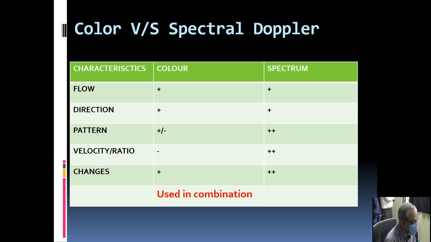As we know, these are the basic differences between color and spectral Doppler. The flow detection is good by both. Direction of flow can be detected nicely by both. The pattern of flow you can sometimes judge on color Doppler, but it is always nicely seen in spectral Doppler. Spectral Doppler is very good in understanding the pattern of the disease. The quantification of flow is a feature of spectral Doppler. You can use it for quantification of velocities and thereby various ratios, and therefore spectral Doppler is again good for various changes in the flow pattern. So we use this in combination.